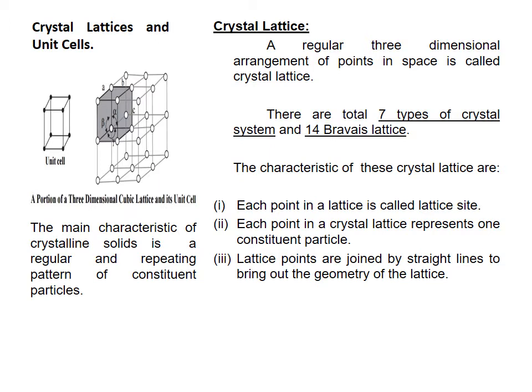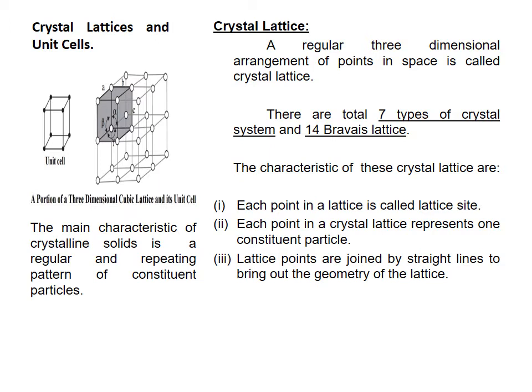The main characteristic of the crystalline solid is a regular and repeating pattern of constituent particles. When the particles are arranged in three dimensions with a regular pattern, they are known as a crystal lattice. The definition of the crystal lattice is: a regular three-dimensional arrangement of points in space is called a crystal lattice. The smallest portion of the crystal lattice, which explains all its properties, is known as the unit cell.